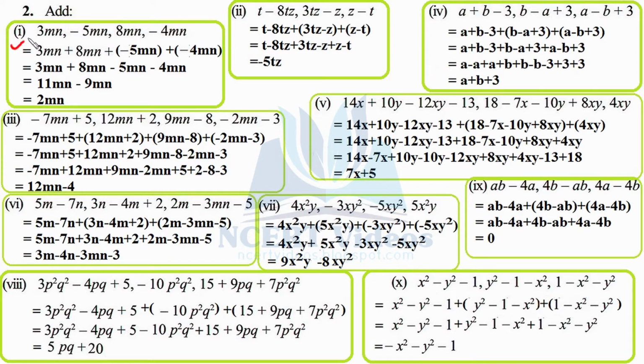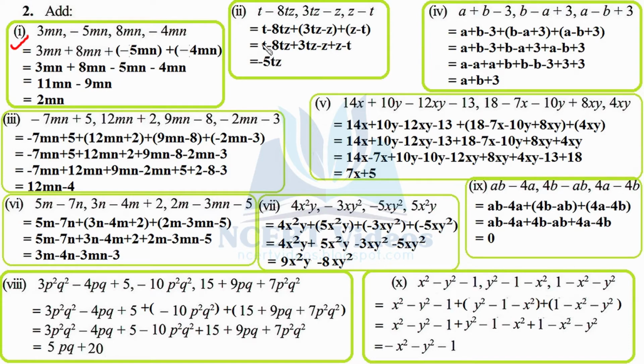So that was basic. Second, t minus 8z, 3tz minus z, z minus t. We have three terms. Writing first term as it is, then plus, writing this term in bracket, again plus, writing this term in bracket. Solve it. That is solving bracket. This as it is, plus 3tz, plus minus is minus z, plus minus is minus t. Now we are solving it straight away.